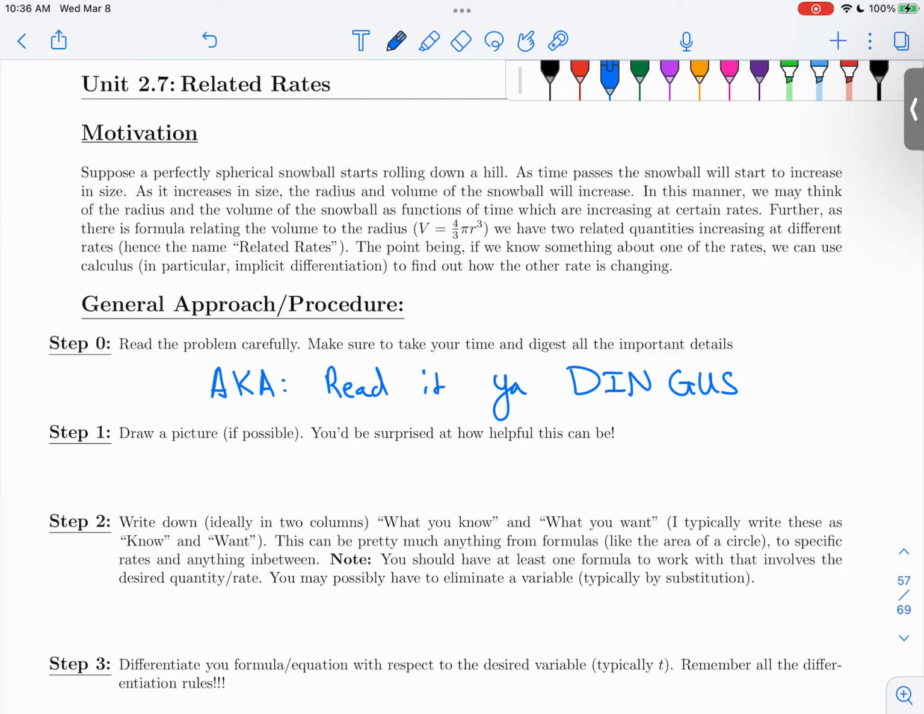And then step one is draw a picture if possible. You'd be surprised at how useful this can be. My reasoning for that is it helps you visualize the shape. And once you've got the shape in mind, you can figure out the formulas. You can figure out a lot of different things. And then what I like to do, this is the most important step, is write down, ideally in 2 columns, what you know and what you want. Abbreviate that to know and want if you want.